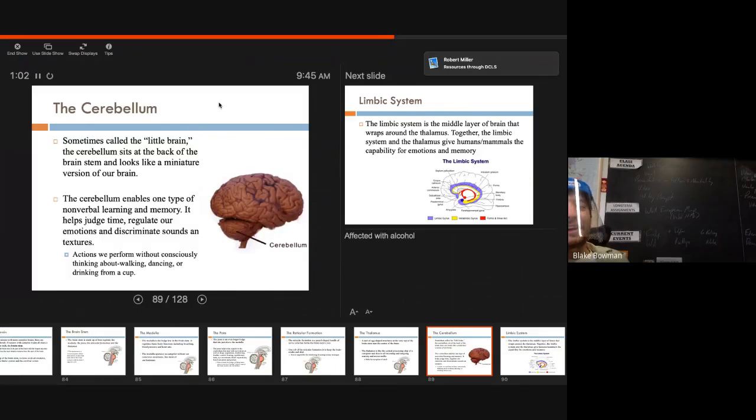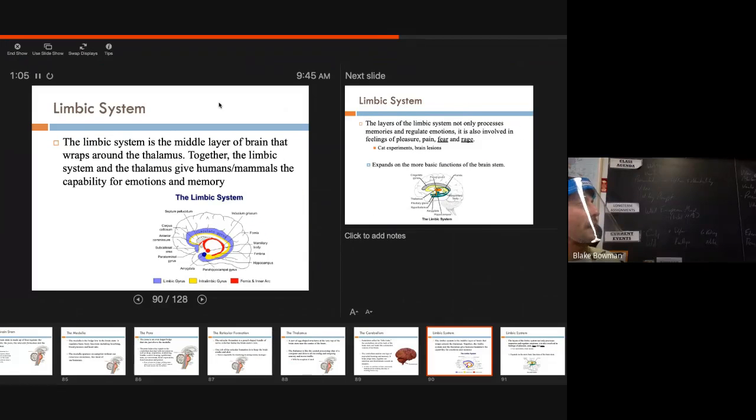Laugh it up. Okay, limbic system, real quick here. I want to go over just basic functions of it, basic parts. Okay, and yeah, we'll move on so I can work on your graphic organizer.